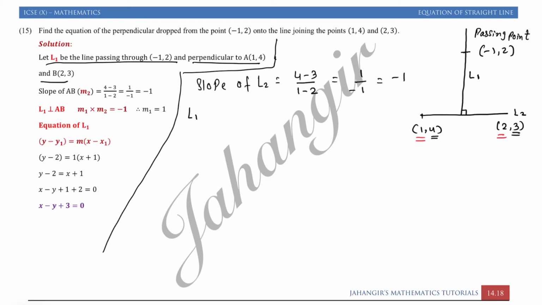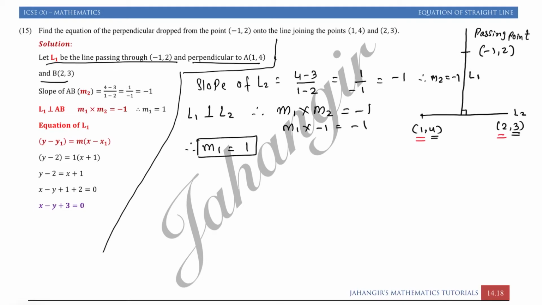Now since L1 is perpendicular to L2, therefore we can write M1 multiplied by M2 is equal to minus 1. So the slope of L2, we can write, therefore M2 is equal to minus 1. So M1 multiplied by minus 1 is equal to minus 1. So therefore M1 is equal to 1. We got the slope of L1.